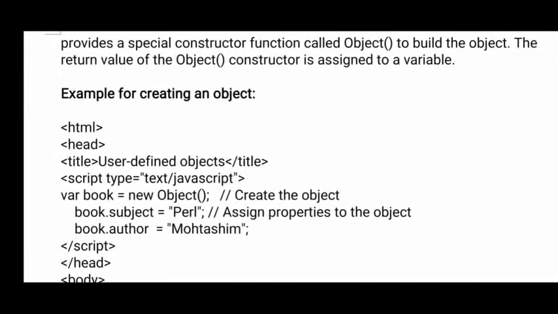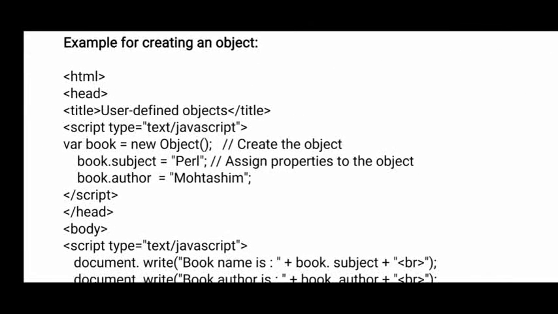Okay, now here you see the example program. HTML, head, title: user defined object. Come to the script type. Script type equals text/javascript means from this point your JavaScript code will start. Now where books equals new Object. Here var is a keyword, book is an object, new is an operator, and Object is a constructor. Using that you can create an object.